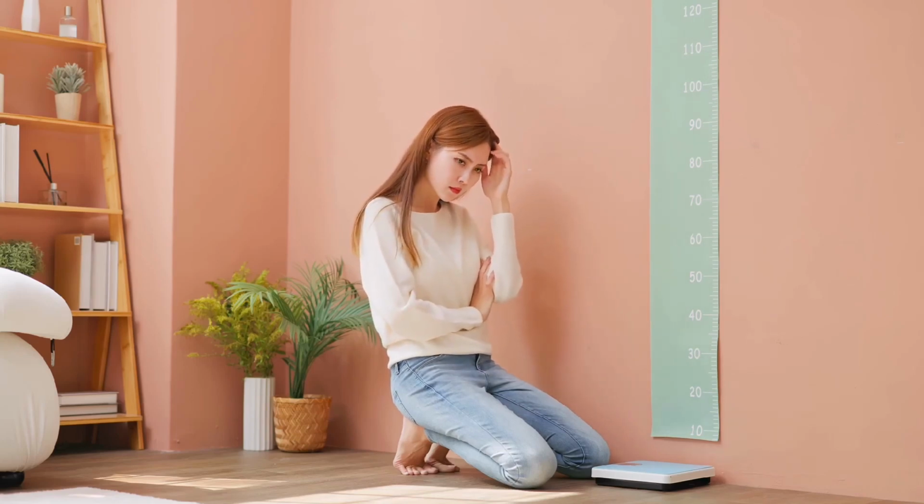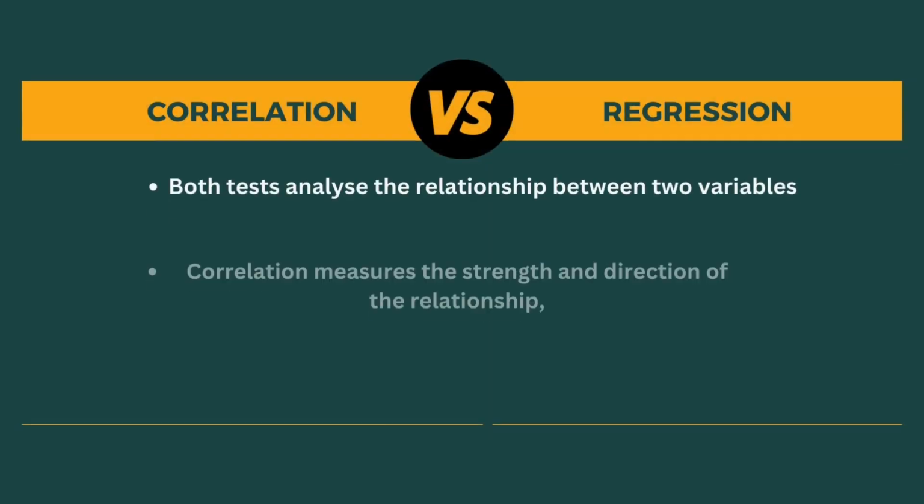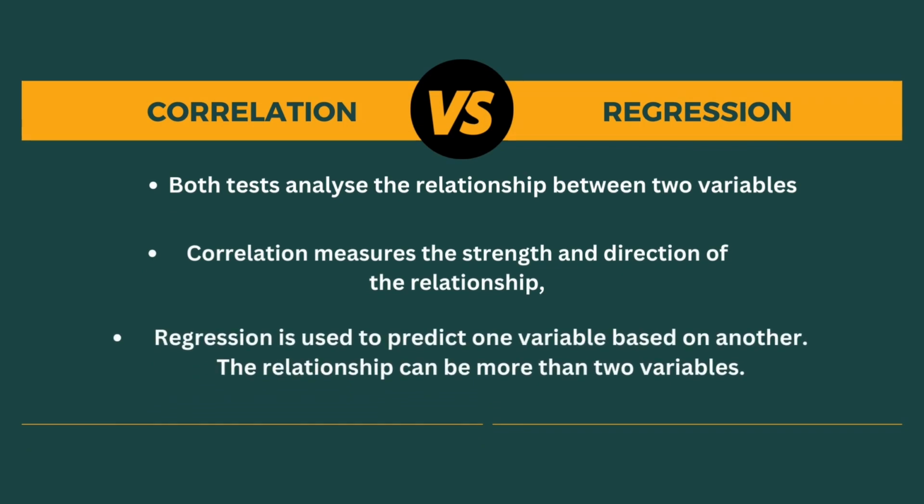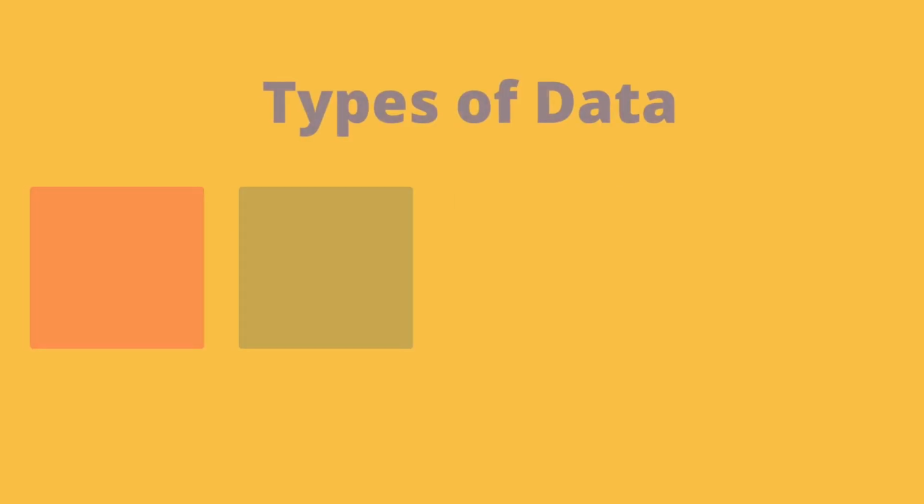Correlation and regression. Both correlation and regression are statistical methods used to analyze the relationship between two variables. Correlation measures the strength and direction of the relationship, while regression is used to predict one variable based on another. Correlation and regression can be used in a variety of real-life situations. For example, they can be used to analyze the relationship between income and education level, or to predict future sales based on past performance.